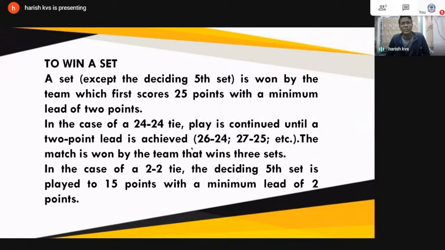So let us see how to win a set in volleyball. A set, except the deciding fifth set, is won by a team which scores 25 points with a minimum lead of 2 points. All types of scoring systems need a difference of 2 points until they reach the highest number of points for a set, which is limited by the volleyball gameplay. So each set is played to 25 points except for the fifth set.